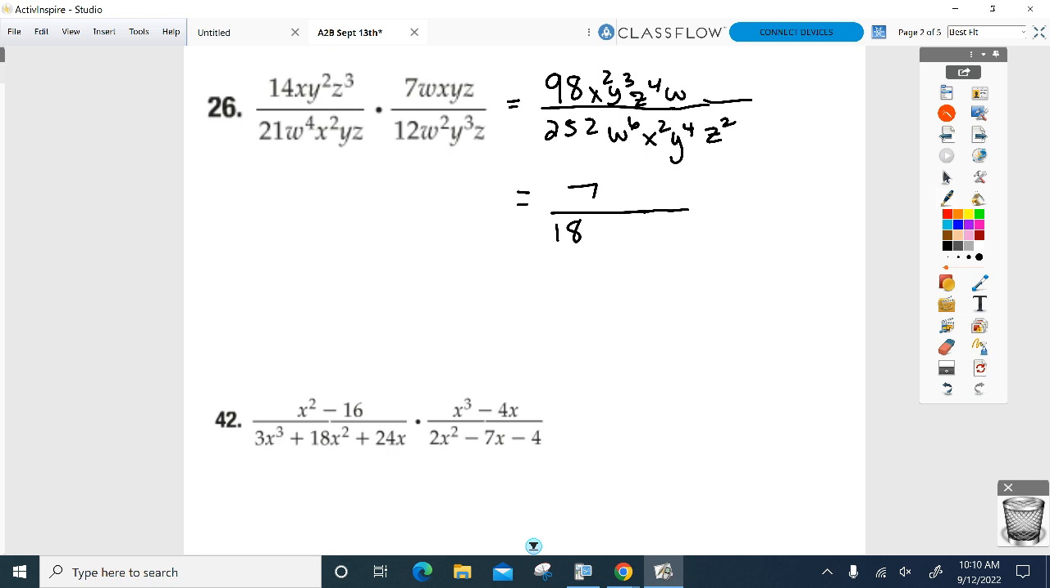1 w on top, 6 on the bottom, so I get 5 on the bottom. 2 x's and 2 x's, they cancel. 3 y's on top, 4 y's on the bottom, 1 left on the bottom. And 4 z's on top, 2 on the bottom, so 2 z's on top. A lot easier. Again, this is a suggestion. I'm not saying do it like this. If you could have handled this over here and kept it straight, fine, I'm good. But I just think organizationally it looks a little better.